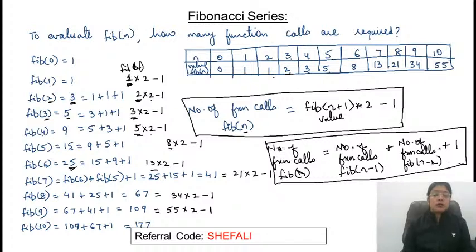Is this clear? So this is about finding the function calls. Just give me a confirmation if it's clear to everyone. In the same manner, we have to find out the number of additions, like the way we have calculated the number of function calls.